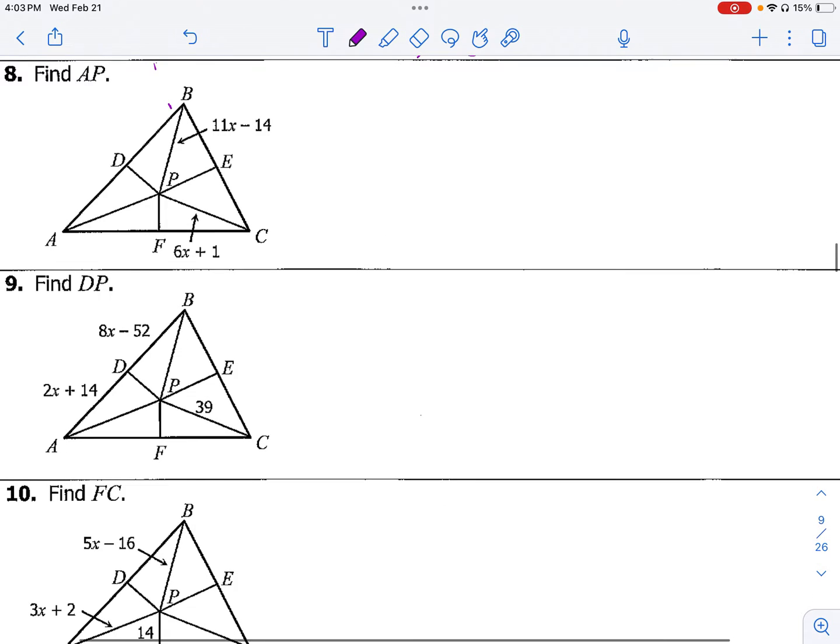Look at a couple more examples. Just a little more practice. Go ahead and pause the video. Try 8 on your own, and then we'll go through it.